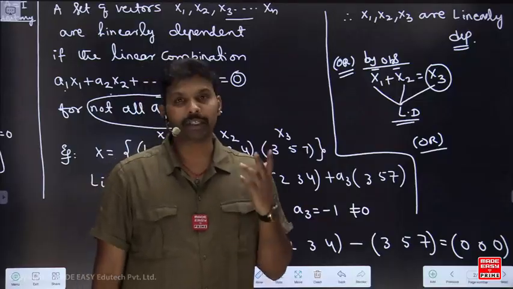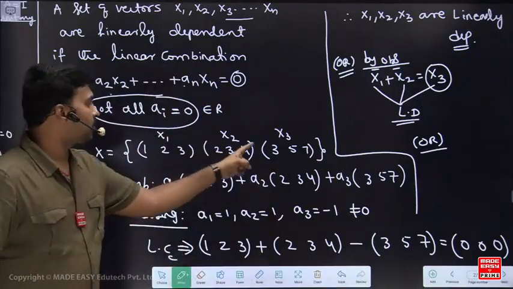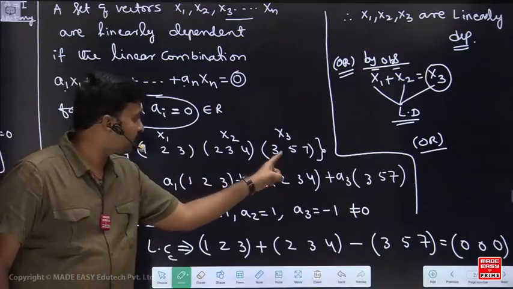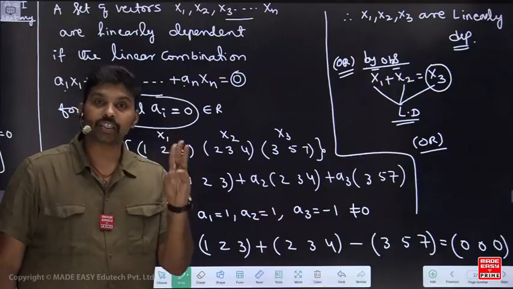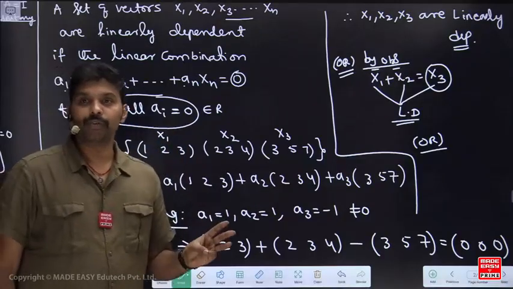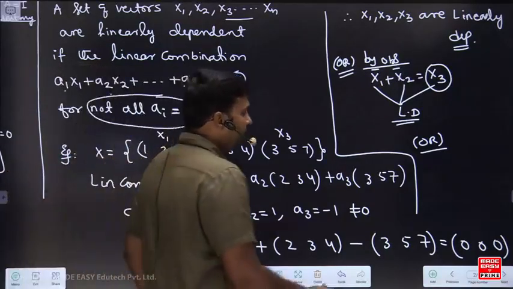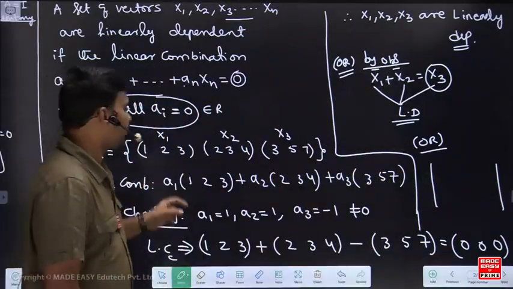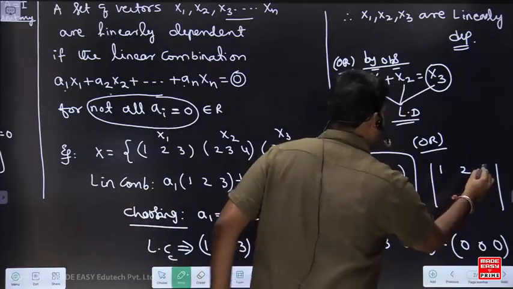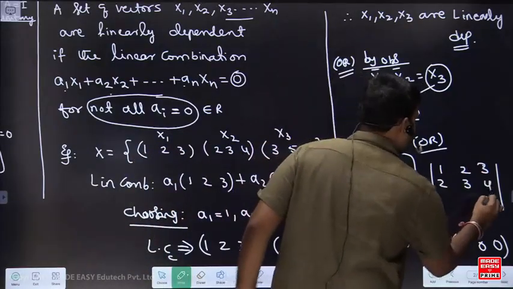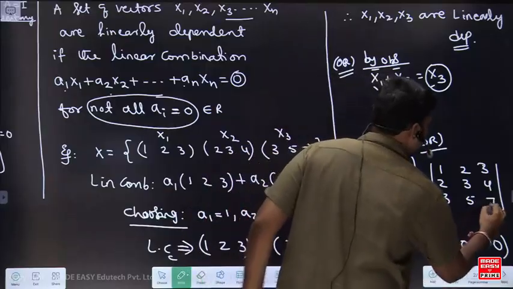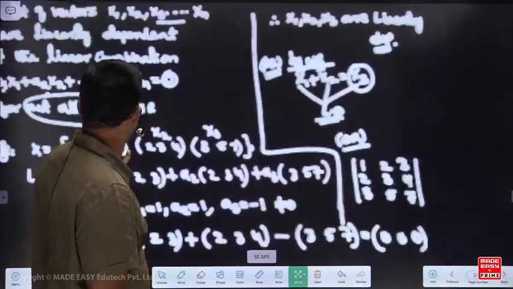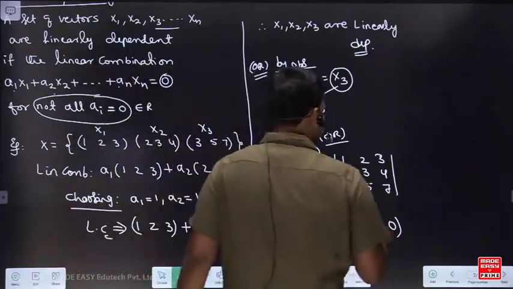Next, the third method. Let me tell you, how many vectors are there? Three vectors are there, and each one is of 3 dimensions. So here you have to find the determinant of those vectors. The determinant is 1, 2, 3, and 2, 3, 4, and then 3, 5, 7. Now let's find the determinant of this.